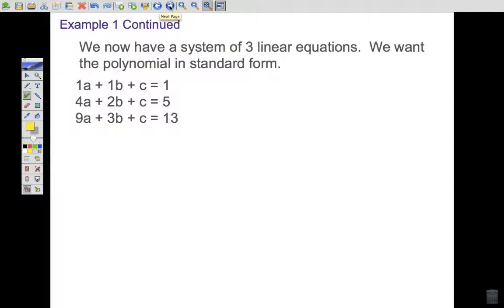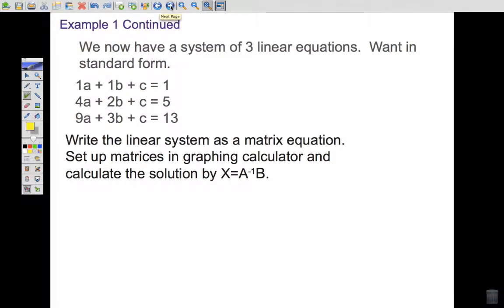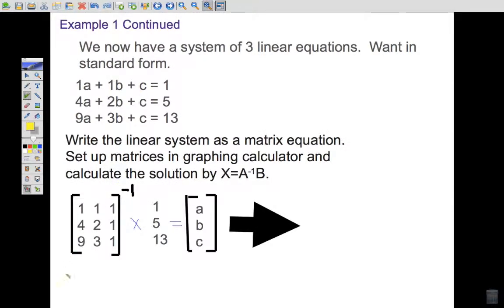First equation has 3 coefficients, 1, 1, and even the C has a 1 with it. Second equation has coefficients 4, 2, 1. Third equation, 9, 3, 1. So we will set up a matrix, our matrix A, with the coefficients. We will then multiply that times matrix B. Matrix B is what each equation is equal to, the 1, the 5, the 13.